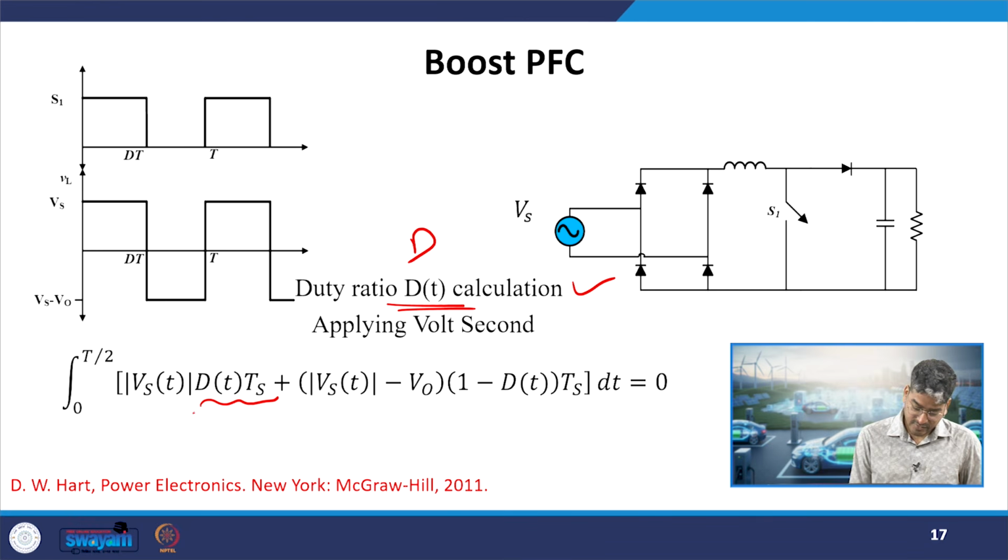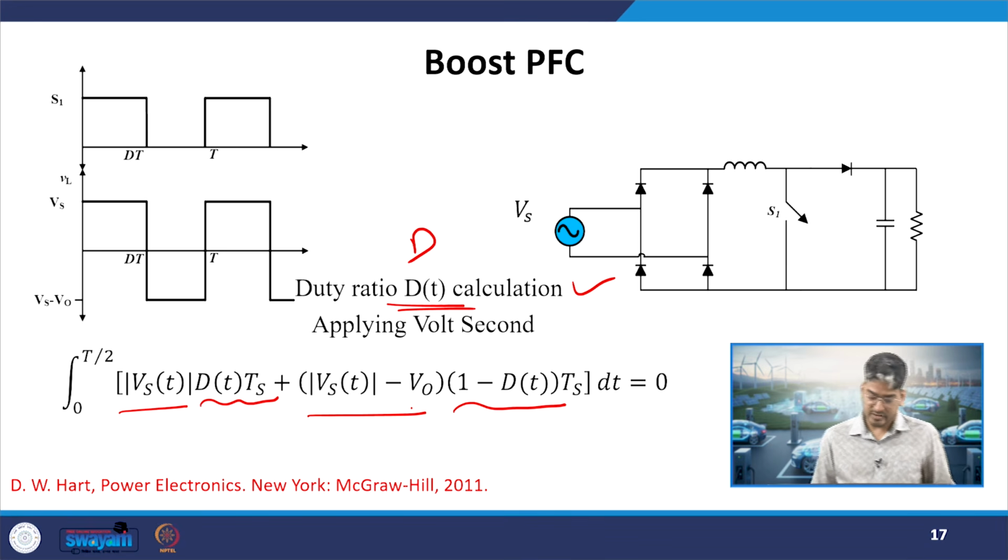Here, when the switch is on, mod of Vs is applied. When the switch is off, that is 1 minus d(t) time, it is experiencing the voltage which is equal to the difference between the input and output voltage. That is how it has been written.